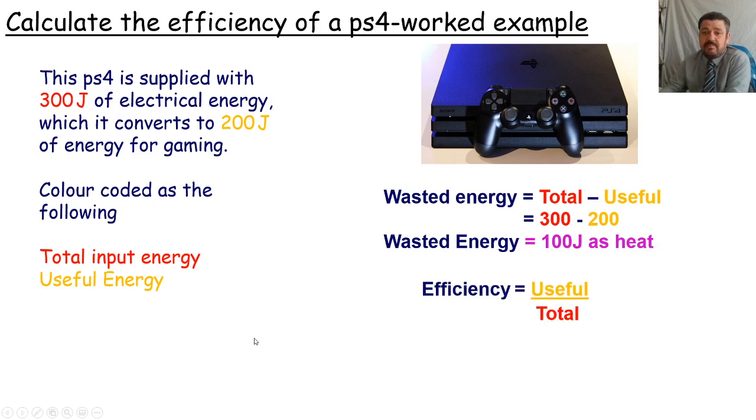Now, the efficiency part is a fairly easy calculation. The hardest part is picking out the numbers that you need to use. So the equation is efficiency is equal to useful divided by total. In this case, let's plug our numbers in. So we've got 200 is the useful energy, as we've highlighted here. 300 is the total energy, as highlighted here. 200 divided by 300 is 0.66 when we round it to 2 decimal places.